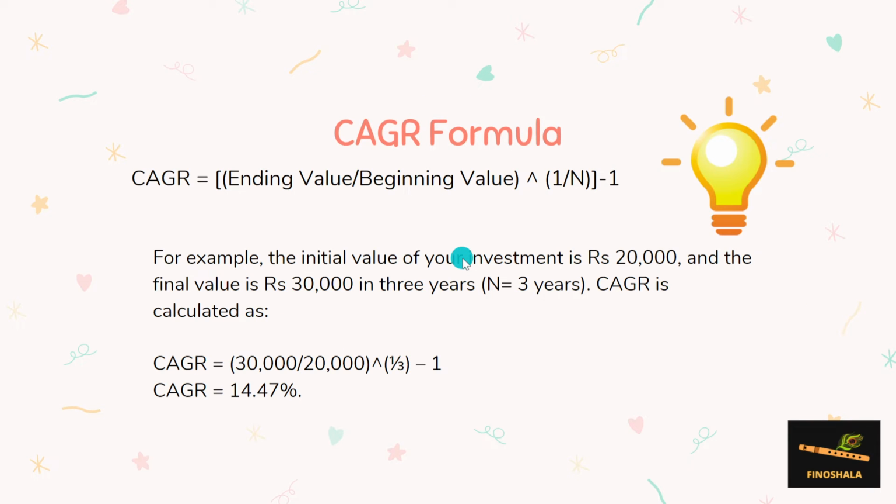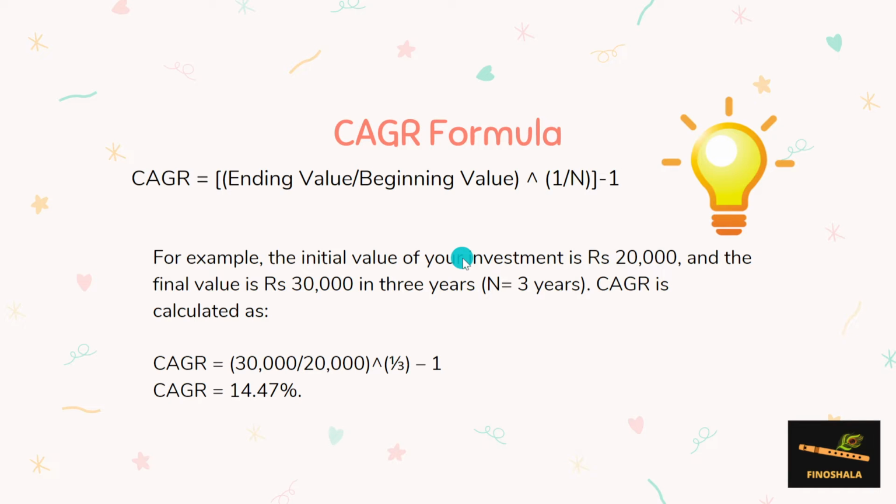Now let's understand the CAGR formula. The CAGR formula is basically the division between the ending value of the investment that you have done upon the beginning value, or the investment value that you have put in initially, raised to 1 by n. Here n means the number of years. Whole of this minus 1.